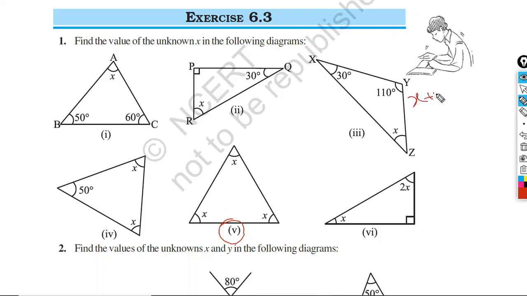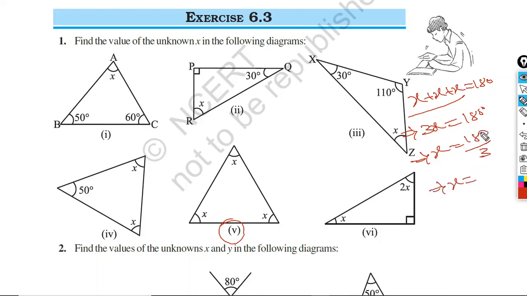x plus x plus x equal to 180 implies x plus x plus x is 3x. 3x equal to 180 implies that x equal to 180 divided by 3, is your 60 degree. So here x equal to 60. That means all the angles are 60 degree. Last one, VI. Here you have one is x, one is 2x, one is, this is 90.